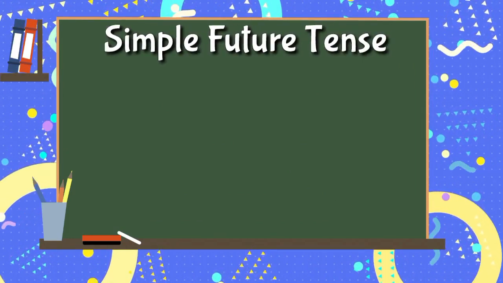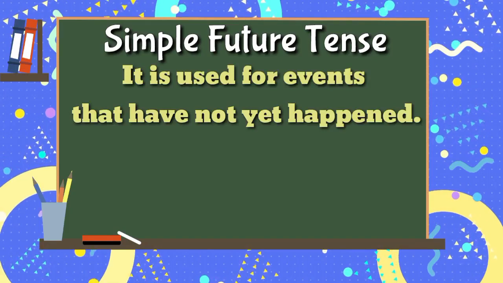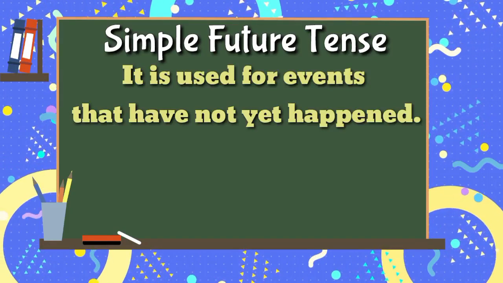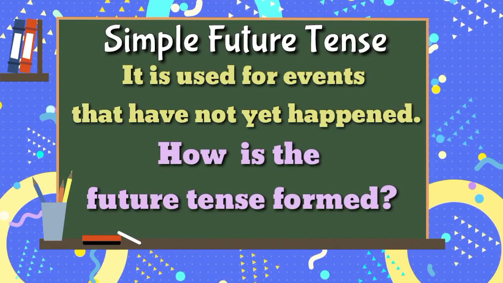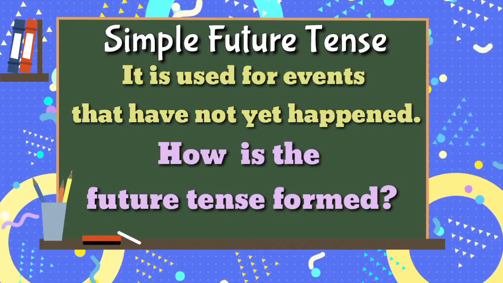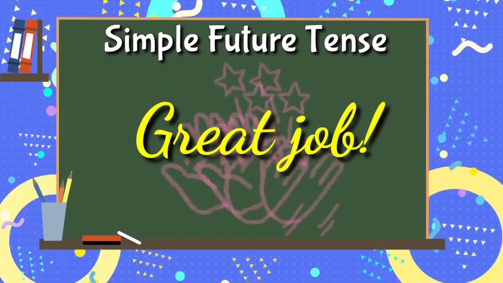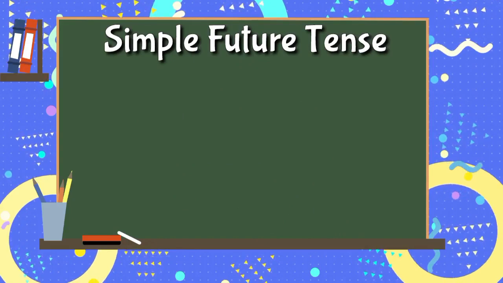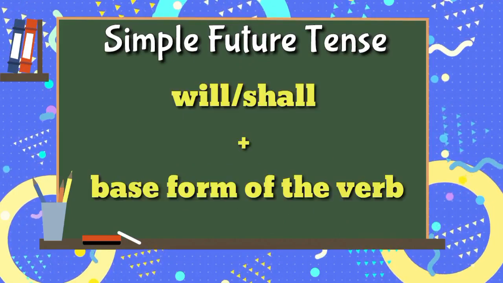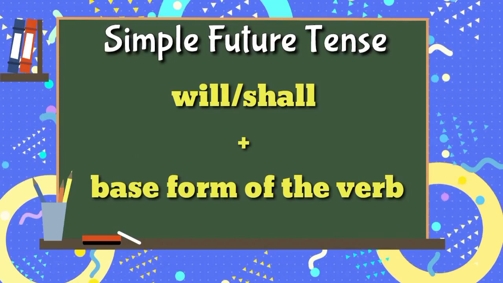Let us proceed to the simple future tense. It is used for events that have not yet happened. So learners, how is the future tense formed? Great job! The future tense is formed by adding will or shall to the base form of the verb.